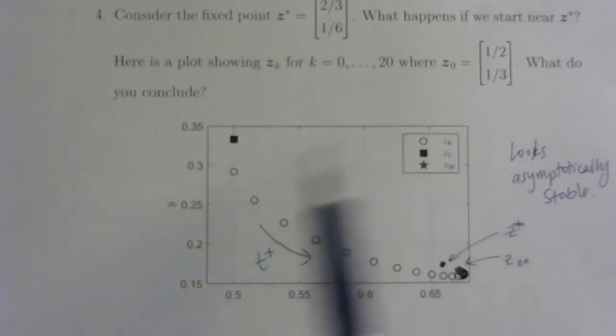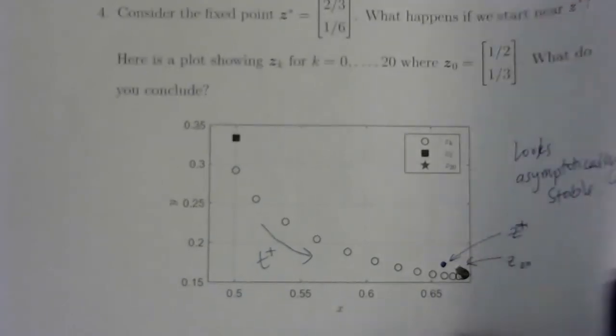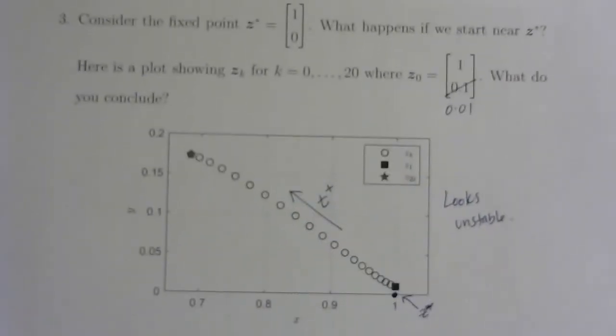This example seems to approach the equilibrium fixed point. This example seems to leave it. So what does this mean? How can I kind of understand this?